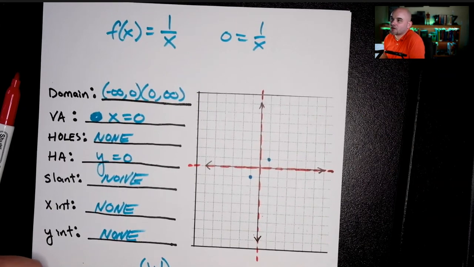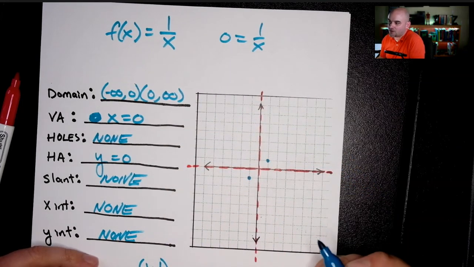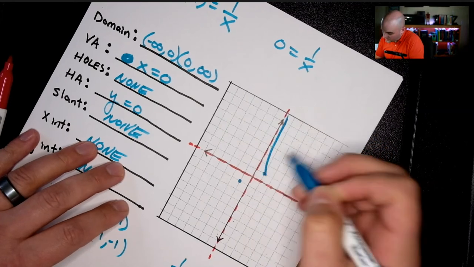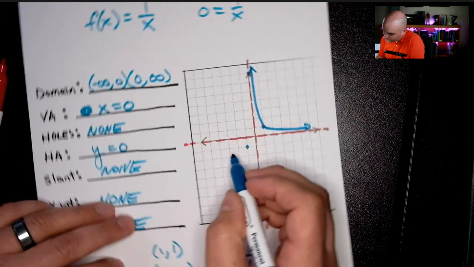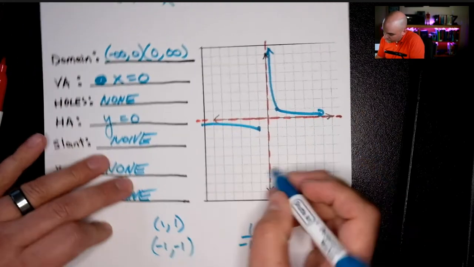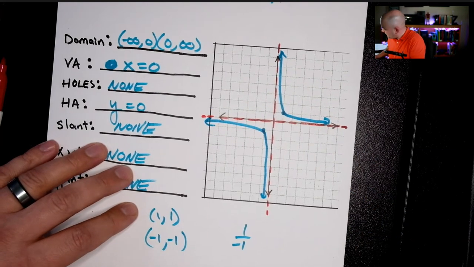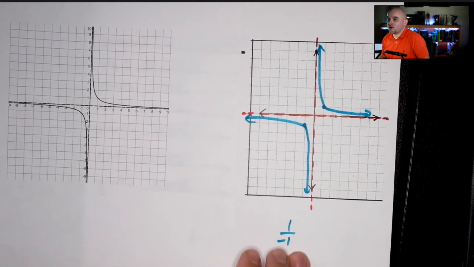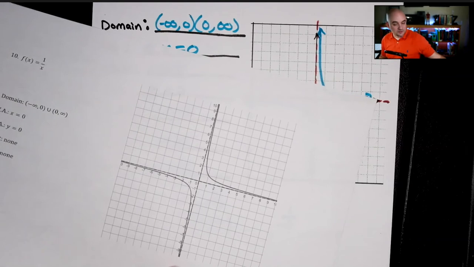Now for the parent function 1 over x, I do expect these 2 points to be graphed, okay? And then we're going to draw our curvy corner going through like this. And once again, we can compare it to the computer-generated one, and it looks pretty good. All right, let's try the next one.